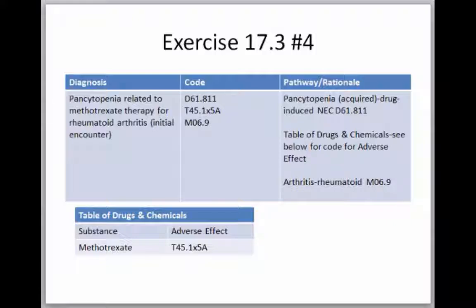Okay, here's our pathway, pancytopenia. Drug-induced gives us D61.811. If we go to the table of drugs and chemicals, looking up the substance methotrexate, we get the T45 code, and then we look up our rheumatoid arthritis, and that gives us an M06.9 code.